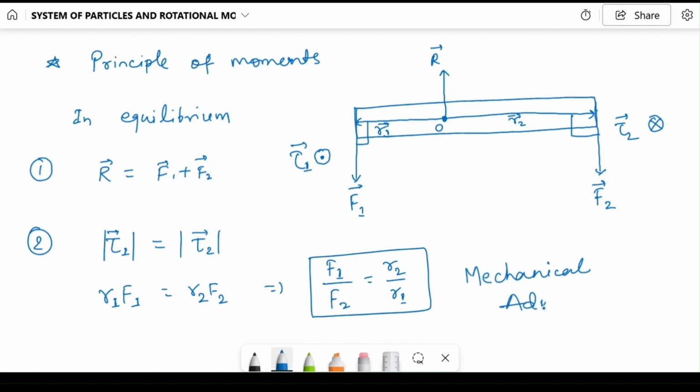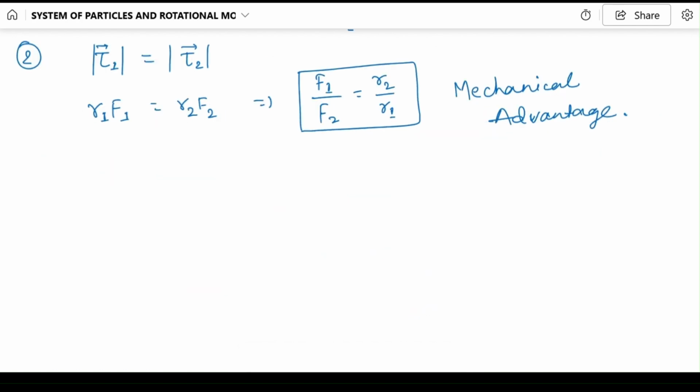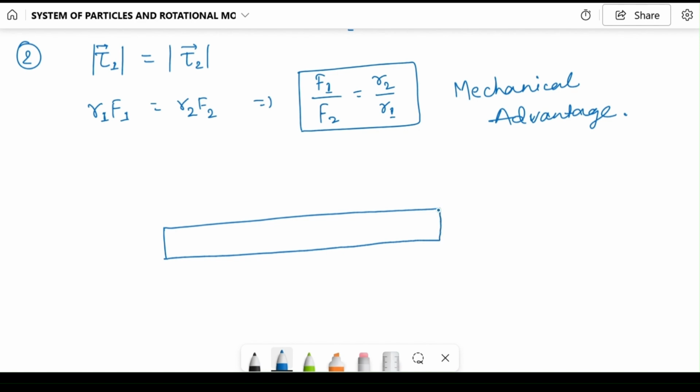Mechanical advantage. Okay, let me elaborate on this with an example: how can this mechanical advantage be harnessed? Let's say we have a lever here, and I'm taking the same situation. We have placed a load of, let's say, 40 kg here, and this lever is pivoted exactly in the middle. So this point will be acting as the fulcrum.